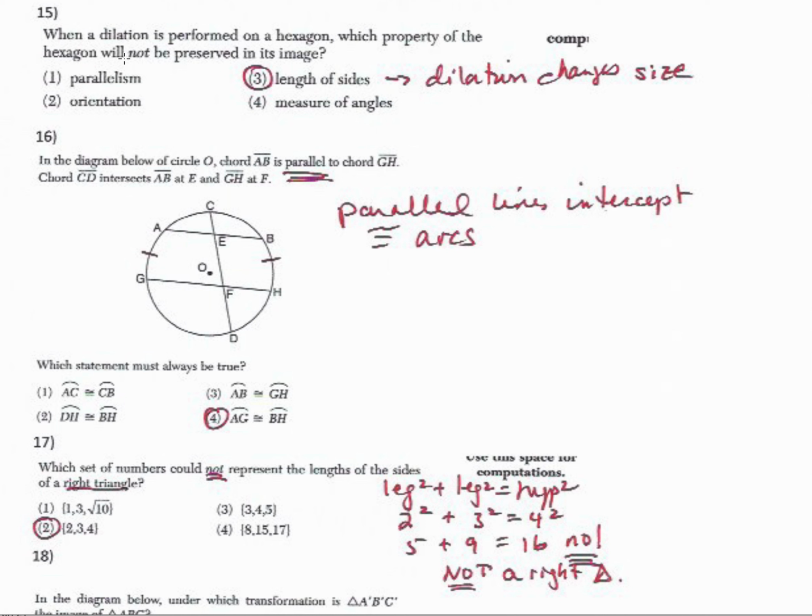Wait, which property of the hexagon will not be preserved? Well, the lengths of its sides will not be preserved because the dilation changes the size. So that's the one that's not preserved. Okay. Orientation, I'd have to look at orientation. That would depend on what would happen when you dilate it by a negative. I'm not exactly sure off the top of my head, though I suspect it stays the same. And we didn't talk about orientation, so don't worry about it.